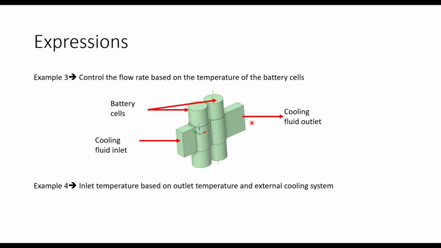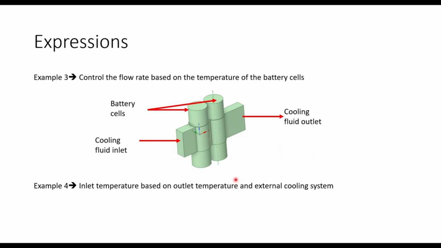In reality, what happens, the cooling fluid at the outlet leaves the system. Then normally we have some external cooling system. The cooling fluid is cooled down and then it enters at the inlet, and the temperature of the inlet depends on the cooling system we have and the outlet temperature. So it means cooling inlet temperature will not be constant, but it will be dependent on the outlet temperature as well as on the cooling system. So we will see how we can simulate this by using expression.